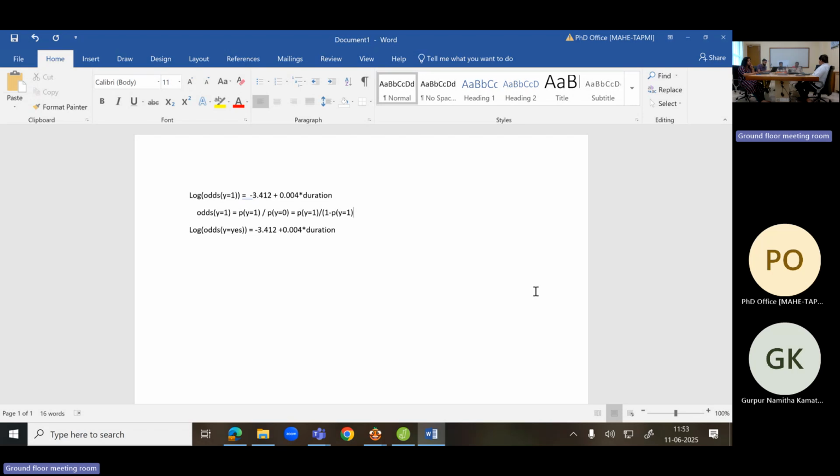So when they use this term, what are the odds of India winning the match? They say probability of India winning the match divided by probability of India losing the match.